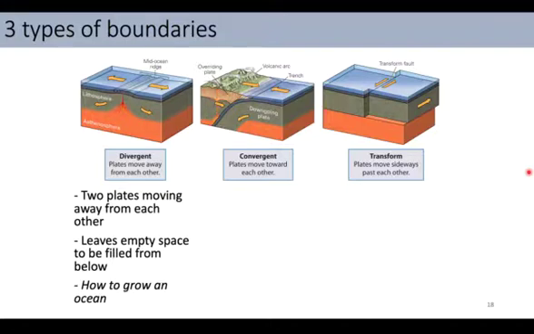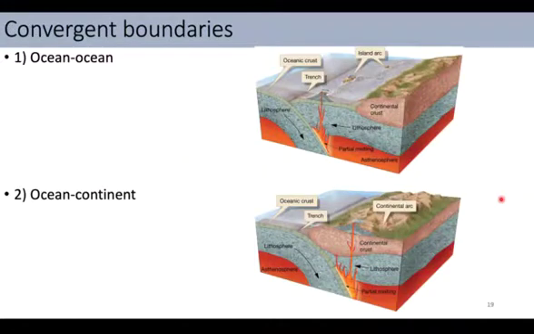So next we will go over convergent boundaries. Convergent boundaries are where plates are moving towards each other. And there's a couple types. We're going to go through all of the options. So convergent boundaries, this is where two plates are moving towards each other. And if you imagine these are massive tectonic plates moving towards each other, something's got to happen when they collide.